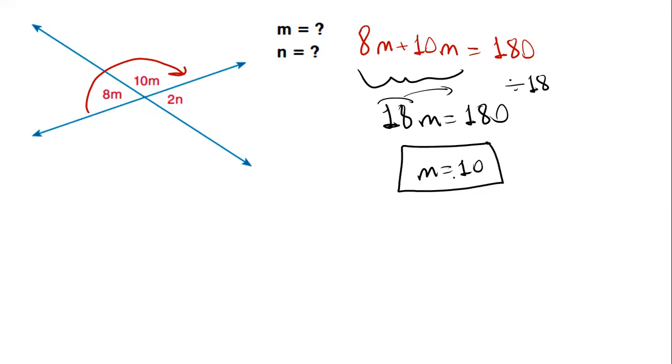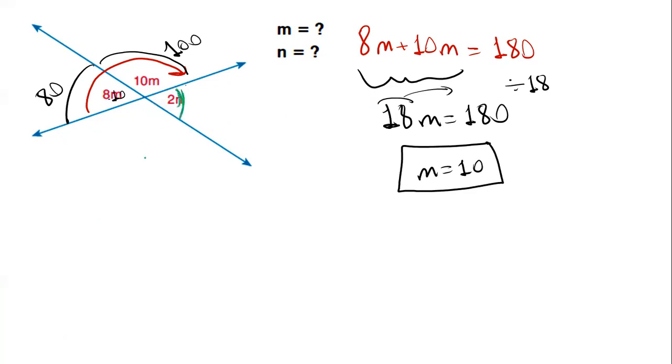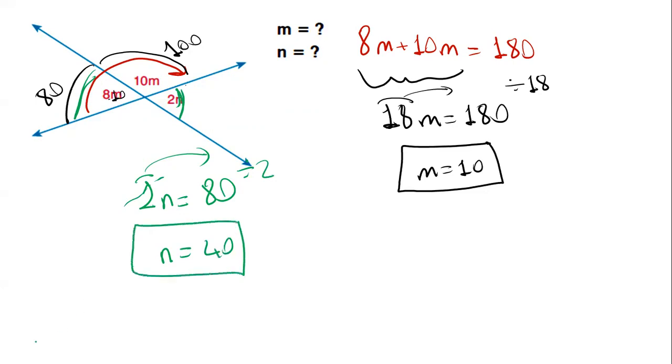Then when I found the value of m, that is going to be 100 degrees and that is going to be 80 degrees, because I put in 10: 8 times 10 is 80, 10 times 10 is 100. And then from vertical angles, this angle and this side are going to be the same, 80. And then the other side is subtraction, division, and it's going to be 40 degrees.